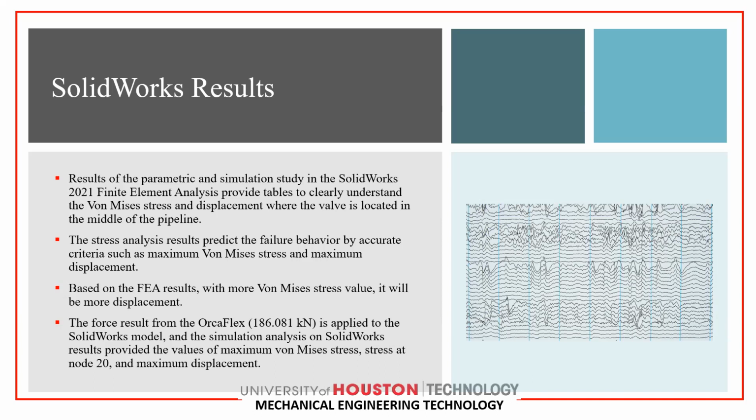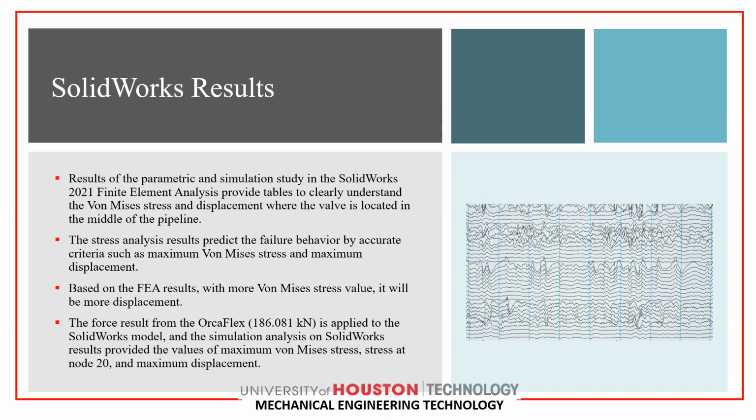In a simulation study, the mesh size is closer to the coarse section because it helps to reduce the computer processing time and prevent computer calculation errors compared to the fine section. However, the result from the fine section is more accurate compared to the coarse section. And the stress analysis result predicts the failure behavior by accurate criteria such as the maximum wall mass stress, stress at node 20, and maximum displacement of the different nodes.